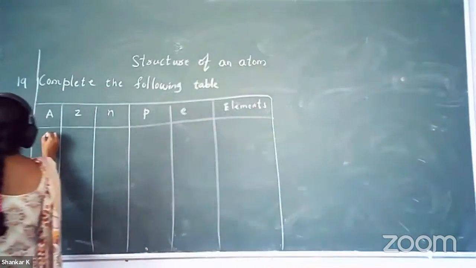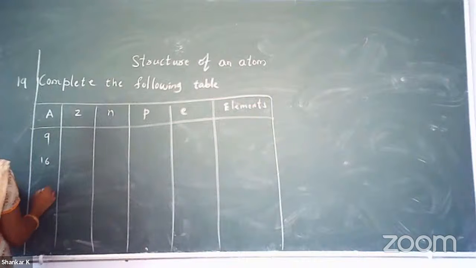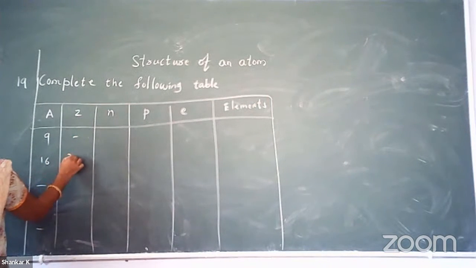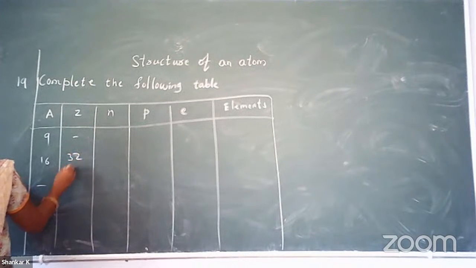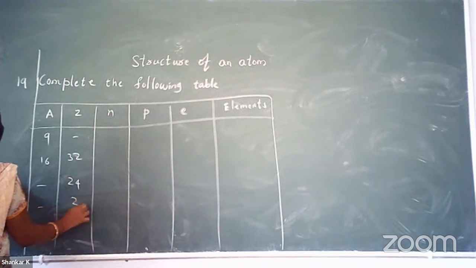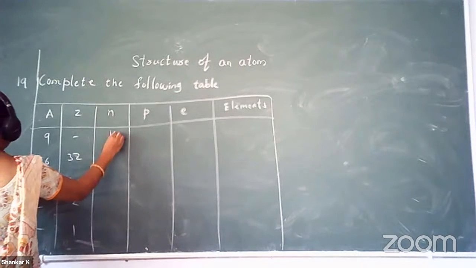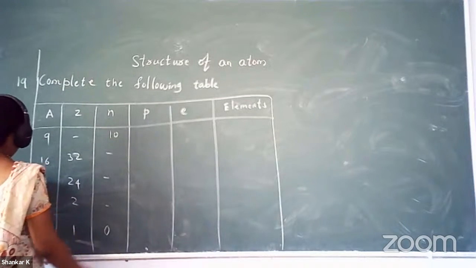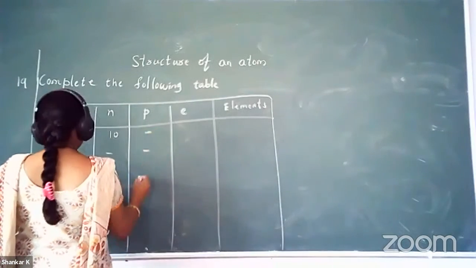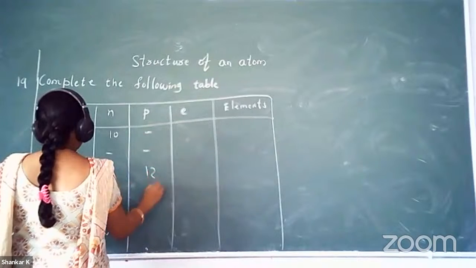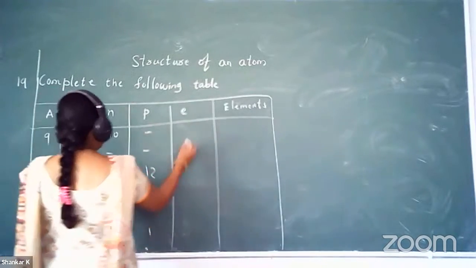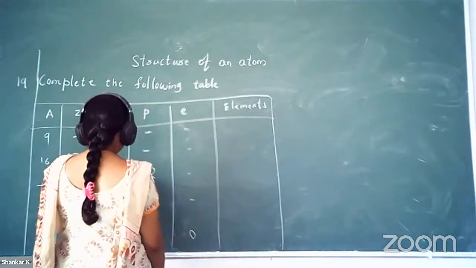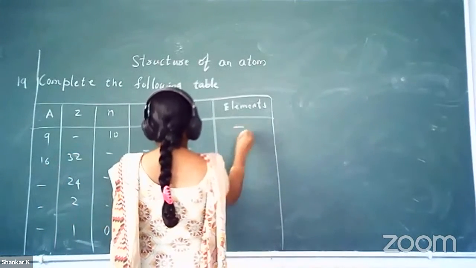So they have given 9 and 16 in the second one. They left the gap here. You have to find the answer for that. 32, 24, 2 and 1. And it is 10, gap, 0. And it is 12, 1, 1. It is 0. So this is sulfur.